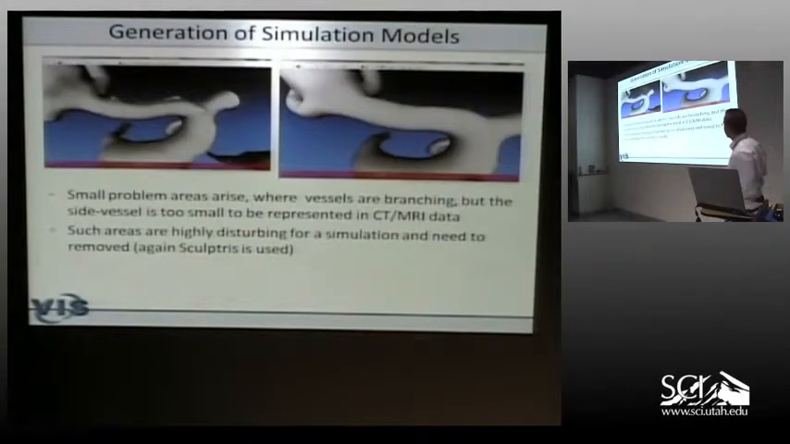This problem I wanted to highlight also is seen here. These are small side vessels which actually start here, but there was not enough contrast agent so that they could be segmented, but they lead to these bumps here at the surface. And bumps again would lead to turbulent behavior. If these bumps are not real, then of course we should avoid them and again smooth them out.